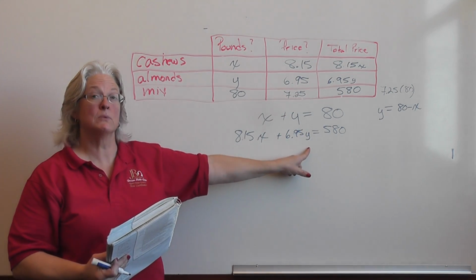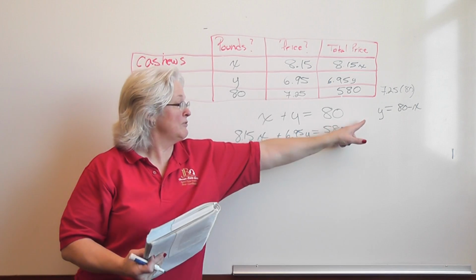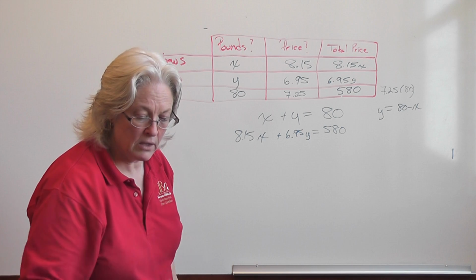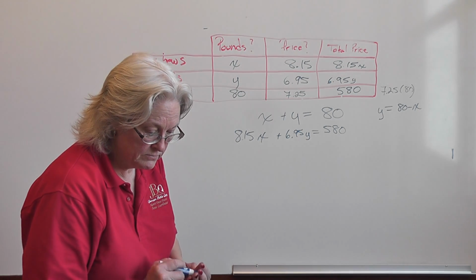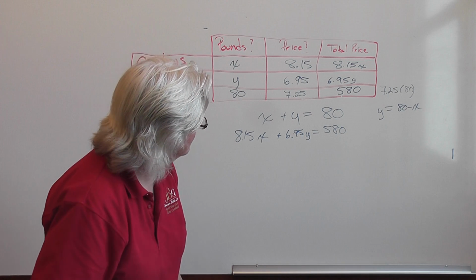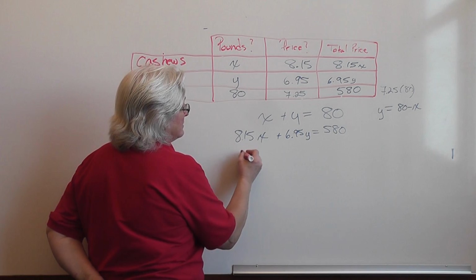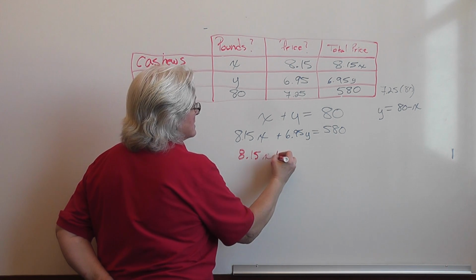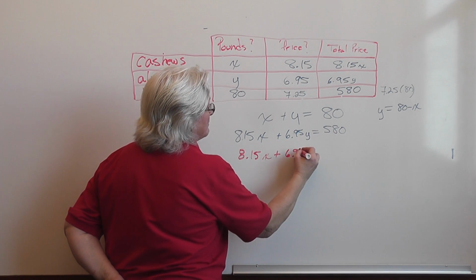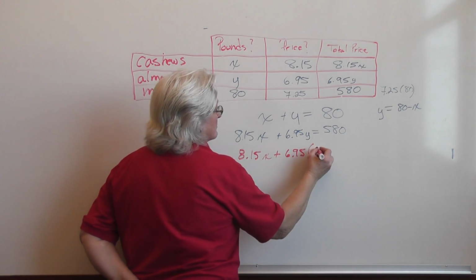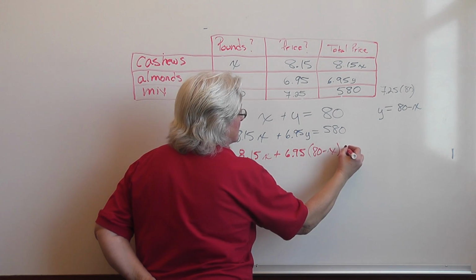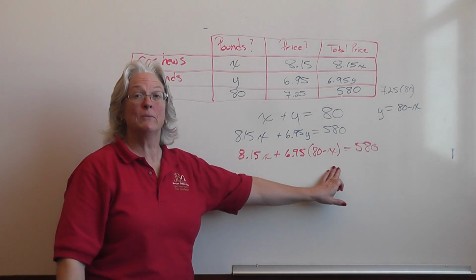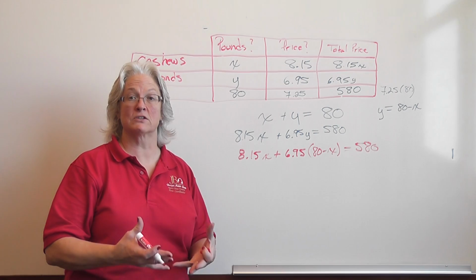And now you can substitute quite readily, can't you? We have a value for y that includes x. So that's exactly what we're going to do. We have 8.15x plus 6.95 times 80 minus x is equal to 580. We've eliminated one variable. Now we're simply going to solve for x.